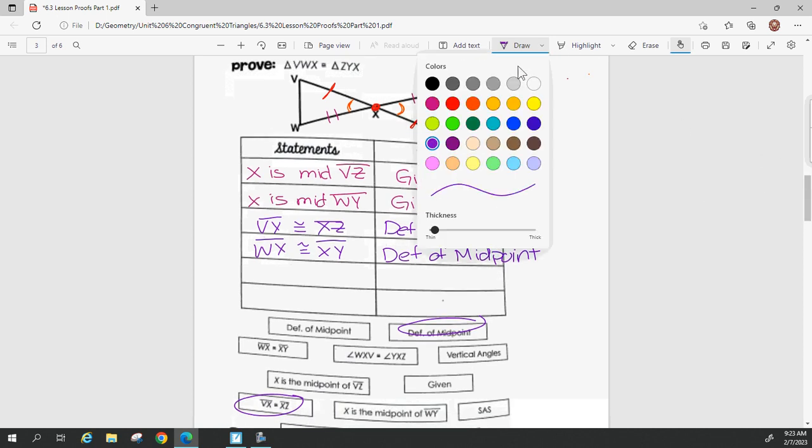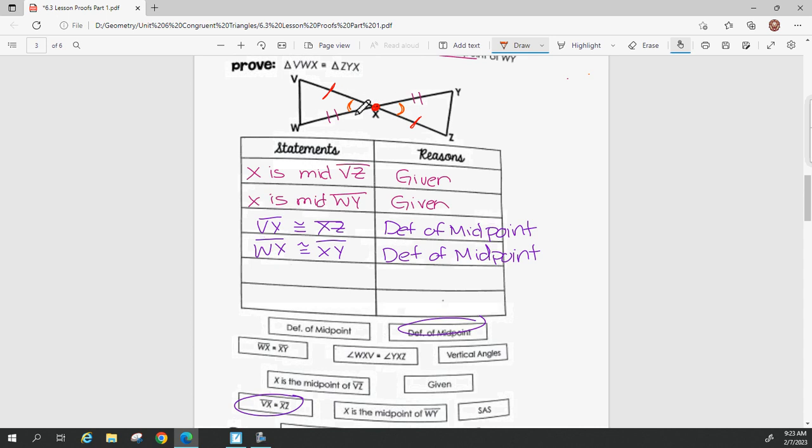The last thing we need to say is that these two angles are congruent. And you can use the bank down here. Angles WXV and YXZ are congruent. The reason they were congruent is because they were vertical angles.